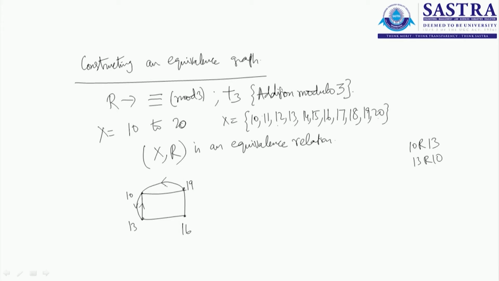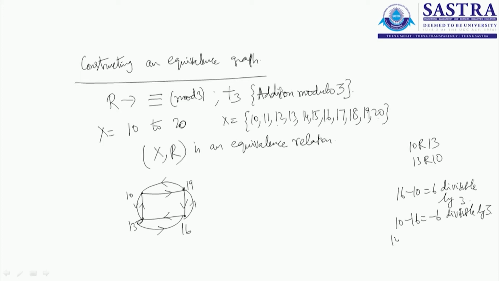Similarly, 10 and 19 are related. I will have two edges, one edge will be in the direction opposite to this. Obviously you can see that 16 minus 10 is 6, divisible by 3, and similarly 10 minus 16 is minus 6, which is also divisible by 3. So now I have an edge.